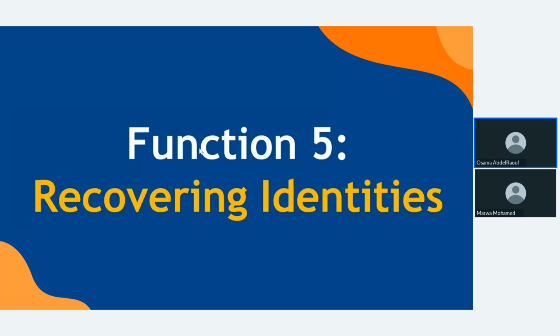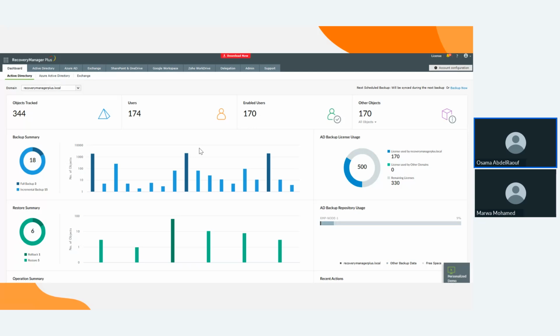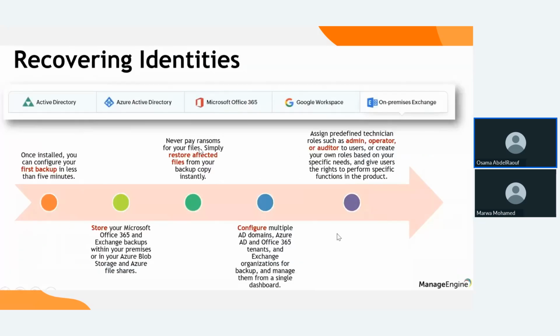Function 5 is recovering your identities. You can recover the identities using Recovery Manager Plus. As we already said, it deals with Active Directory, Azure, Exchange, SharePoint, OneDrive, Zoho, and etc. Also talking about repositories, you can take a backup on your local repository. You can take a backup on your Azure Blob storage and Azure file shares. You can store the backup files on these three repositories.